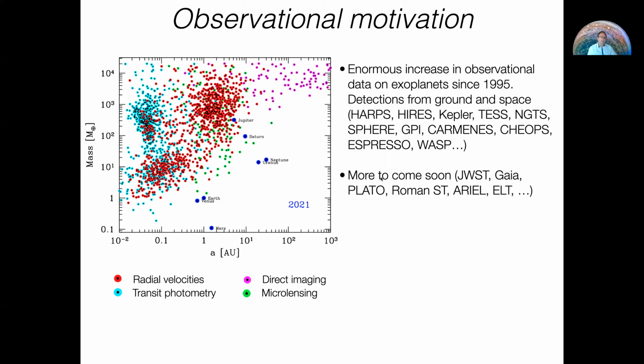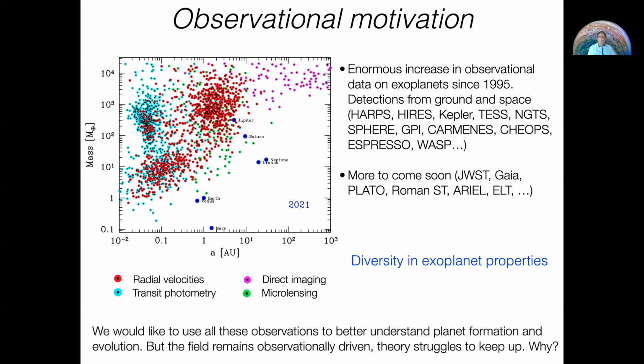Looking quickly again at this mass distance diagram, or also the distance radius diagram, what you see is that there is a huge diversity in exoplanet properties. And what we would, of course, like to do is to use all these observations to better understand how planets form and evolve. However, what we have to say from a theoretical point of view is that the field remains observationally driven. So typically discoveries are made and then theoreticians try to explain them. So theory struggles a bit to keep up with this very fast progress.